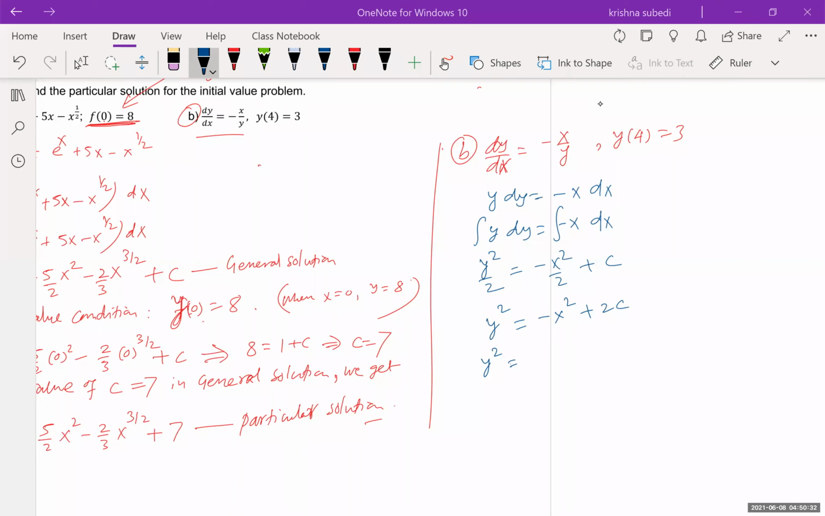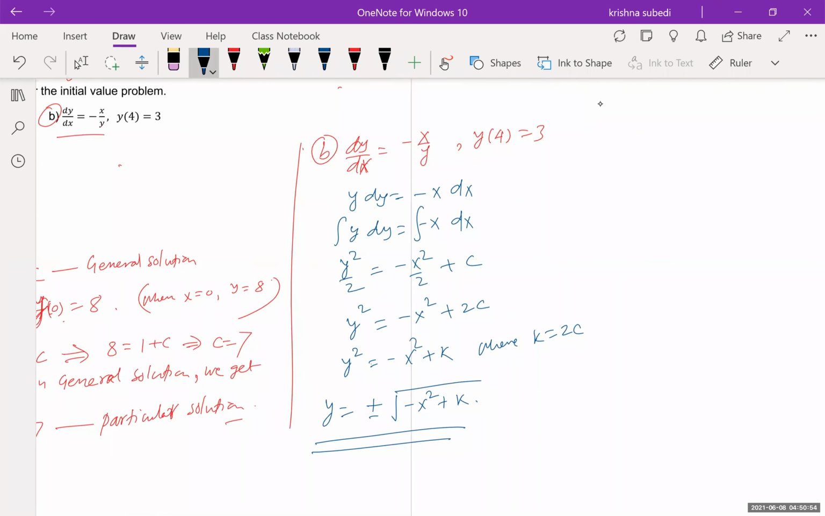So you can write this as, let's say y square equals negative x squared plus k, where k equals 2c, and you can write y equals positive and negative square root of negative x squared plus k. So that's one way of writing this.